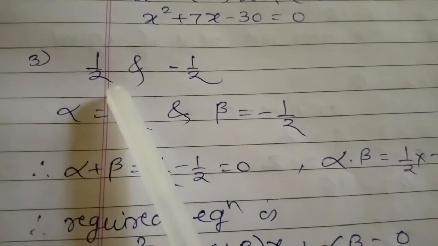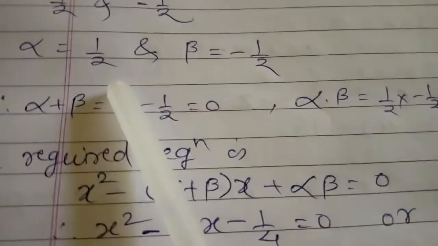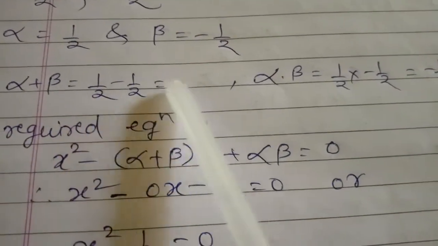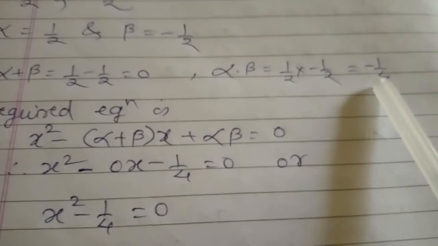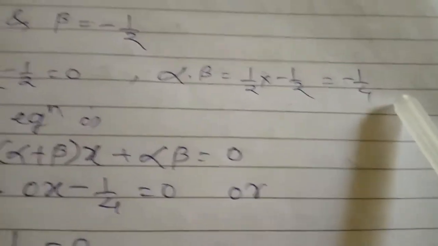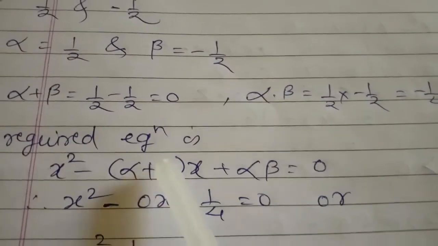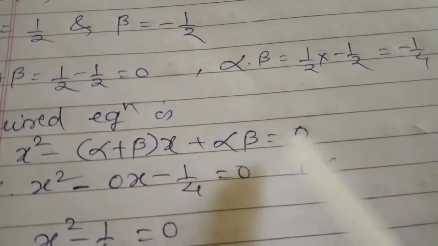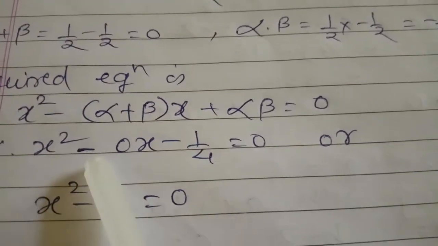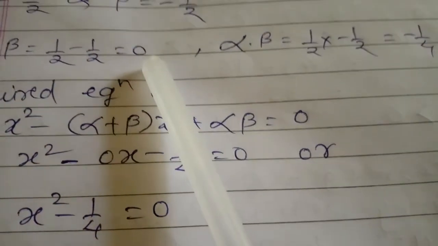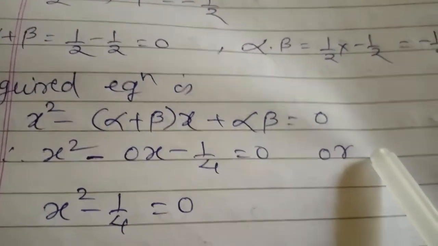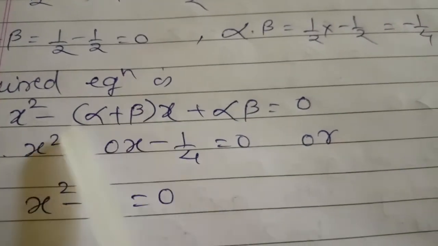Next, the third example, that is half and minus half. That is alpha is equal to half and beta is equal to minus half. So alpha plus beta, that is half minus half, we get 0. And alpha into beta, that is half into minus half, we get minus 1 by 4. And so for the required equation, again write down the formula: x square minus alpha plus beta x plus alpha into beta. So x square minus 0x, since the value of alpha plus beta is 0, minus 1 by 4. We can write it as x square minus 1 by 4 is equal to 0.